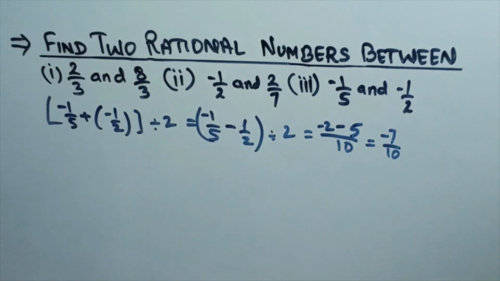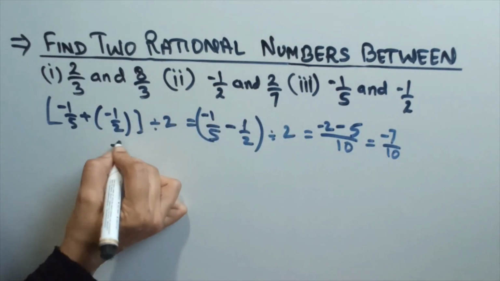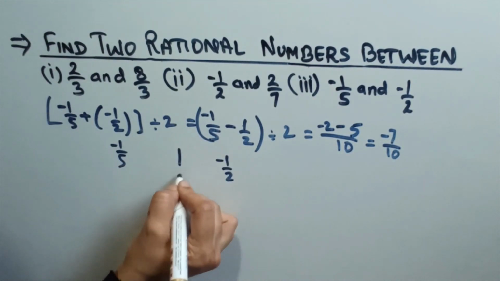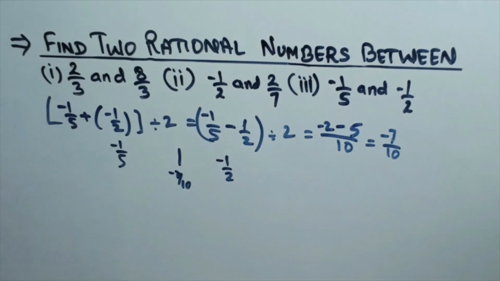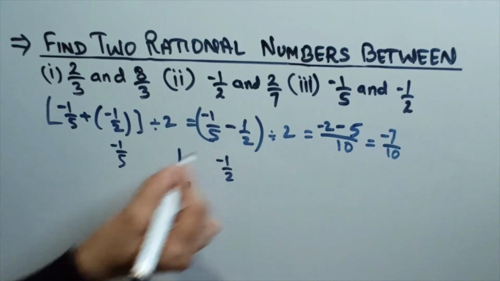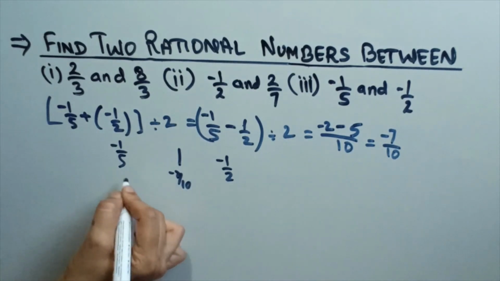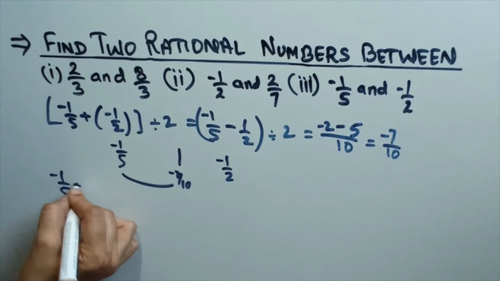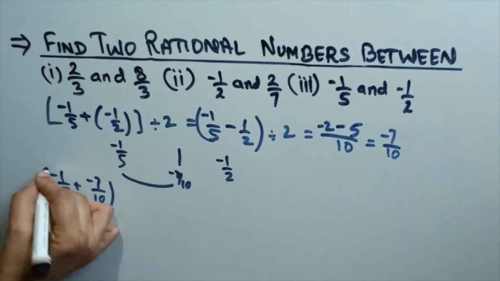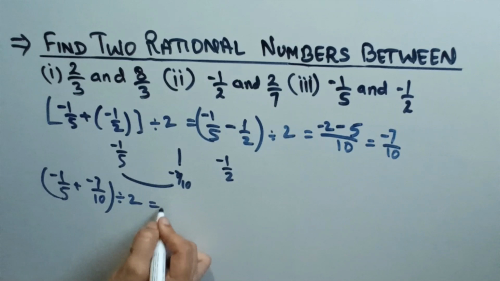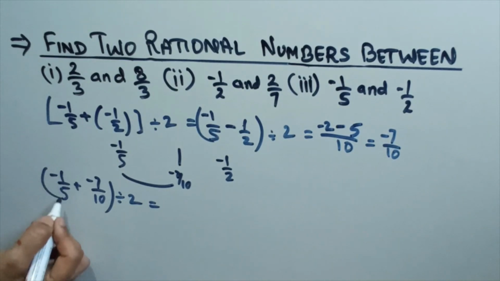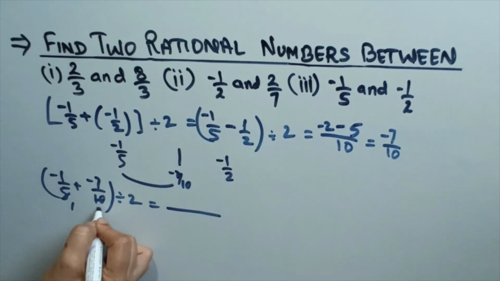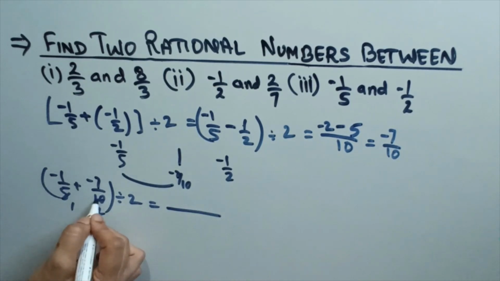This number is between these two numbers, minus 1 by 5 and minus 1 by 2. This is exactly here in between these two numbers, minus 7 by 10. Now again take any two pairs and find another one. I'm taking these two numbers: minus 1 by 5 plus minus 7 by 10, divided by 2. Now I'm taking the shortcut LCM here. 5 ones are 5, 5 twos are 10. So I'm writing this 10, 10 ones are 10, so 10 here.